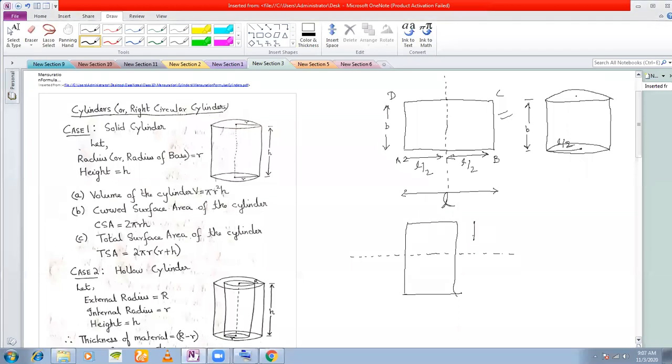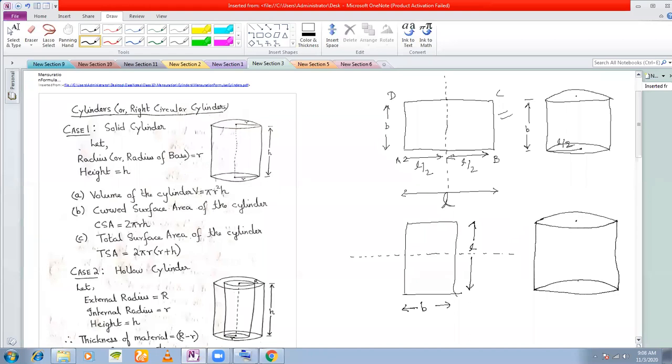Suppose this is your length, and this is your breadth, and you form this kind of a cylinder here by revolving this rectangular sheet.